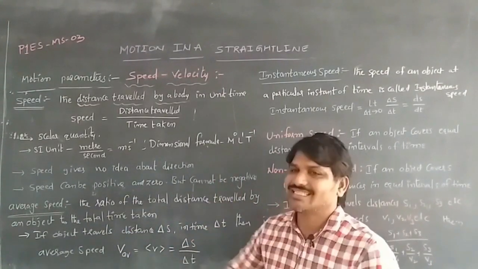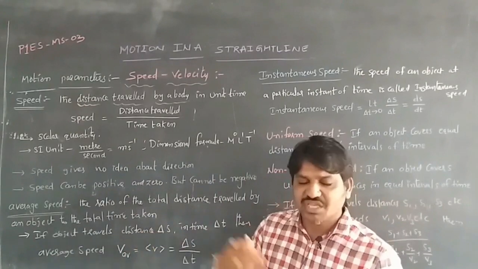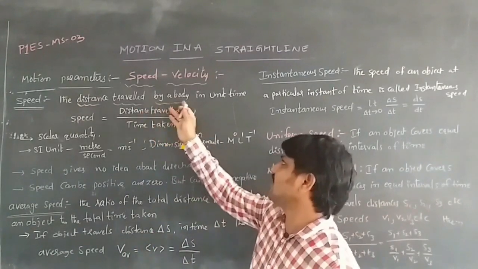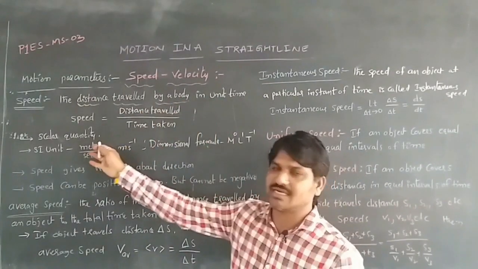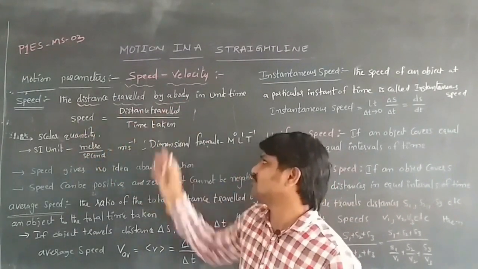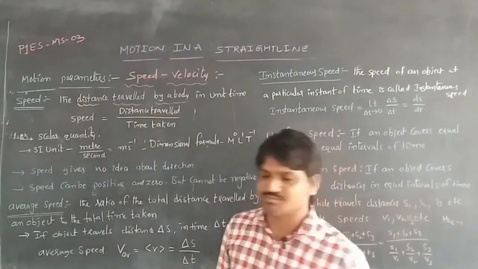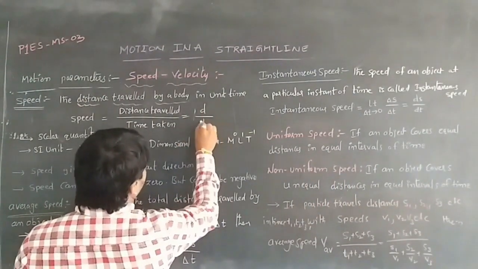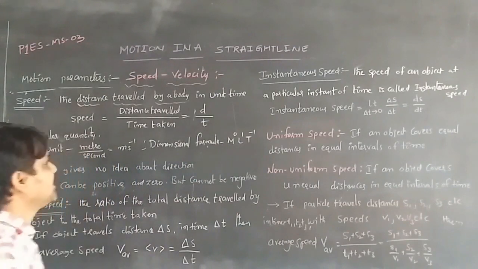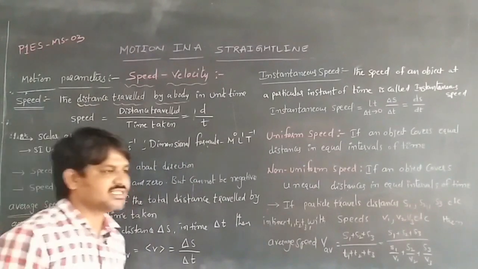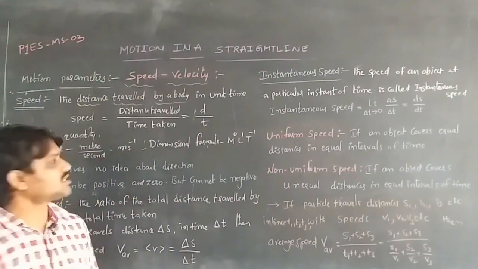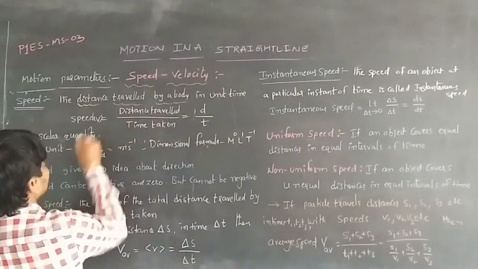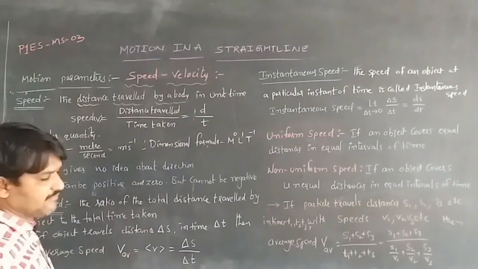The distance travelled by a body in unit time is called speed. That is, speed is equal to distance travelled divided by time taken. If we take the distance travelled as d and the total time taken as t, then S is equal to d by t. Speed can also be denoted with v.